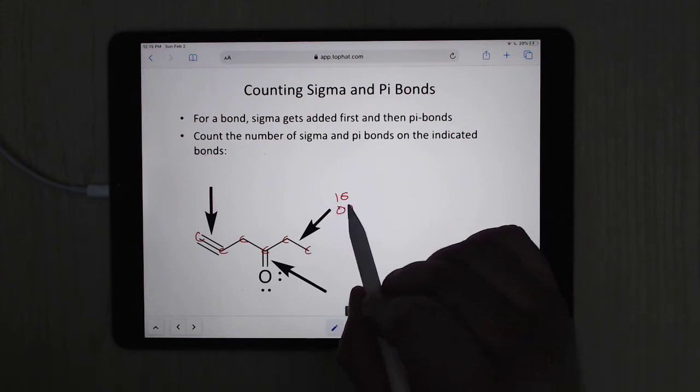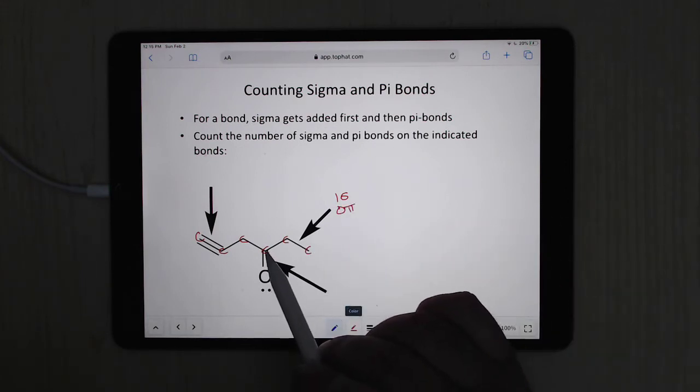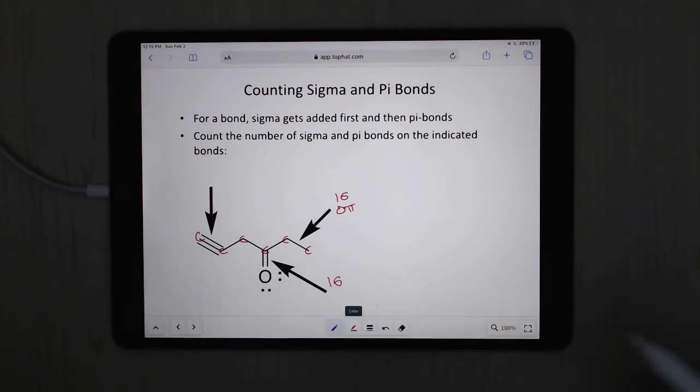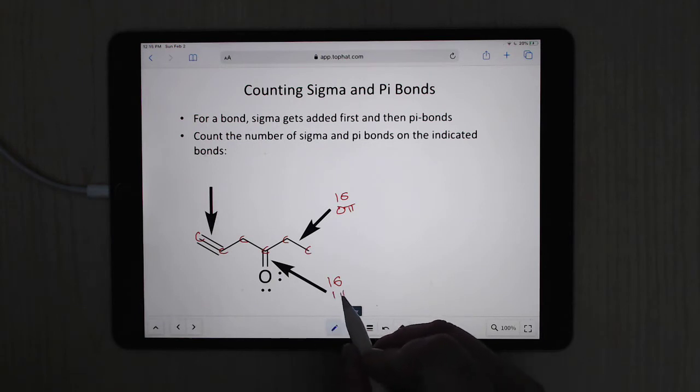no pi bonds. For this one, between this carbon and oxygen bond, we always have a sigma, but the second bond is always going to be a pi bond, and so we have one sigma, one pi.